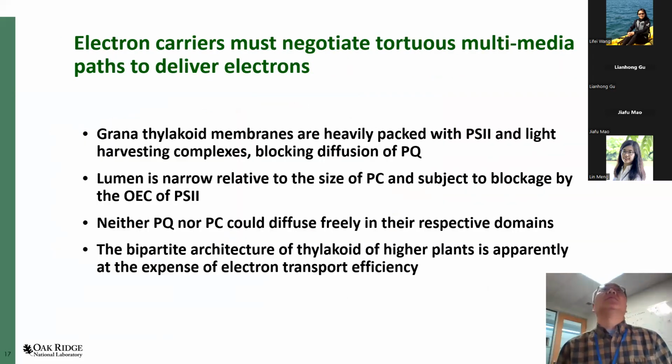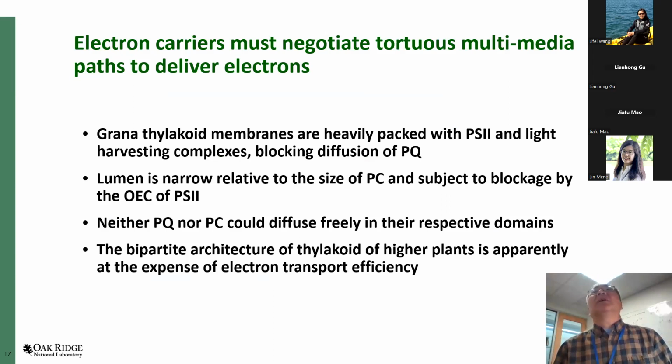There are two types of mobile electron carriers that work inside the thylakoid. Plastoquinone, PQ, diffuses in the lipid bilayer core to carry electrons from photosystem 2 to cytochrome b6f complex. Plastocyanin, PC, diffuses in the lumen to carry electrons from cytochrome b6f complex to PS1. Both PQ and PC must negotiate tortuous multimedia paths to deliver electrons.